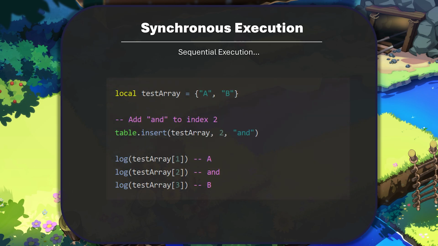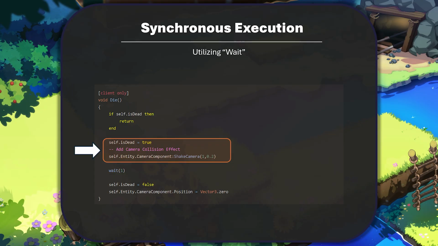We can see the synchronous type of execution in play in this code example here. We'll start with the very top, and line by line, we'll go down in sequence. This is a standard execution that you might be more used to and isn't really something new. However, we have the ability to wait and pause our code before we move on. So in this example, we're shaking the camera, but we're waiting a little bit before we reset our camera position.